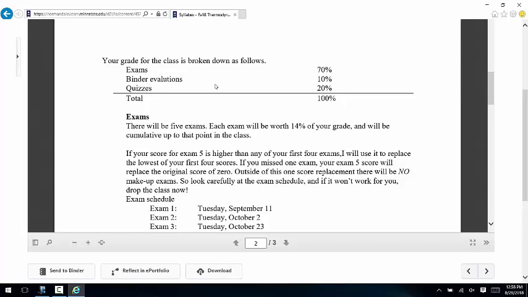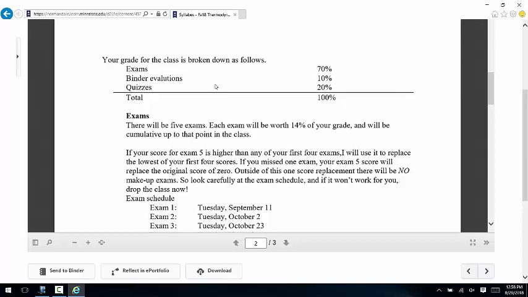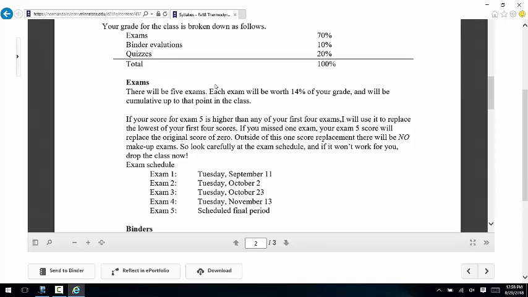The biggest part of the grade is going to be based on exams. There are going to be 5 total exams, and each one is worth the exact same amount, 14% each. So it's not like the final is worth 50% or anything. None of them is really do or die, but they add up because there's a bunch of them. Each of these exams is going to be cumulative up to that point in the class, so you're going to need to keep going back to old problems and old notes. The assignments that I give are intended to help you do that.